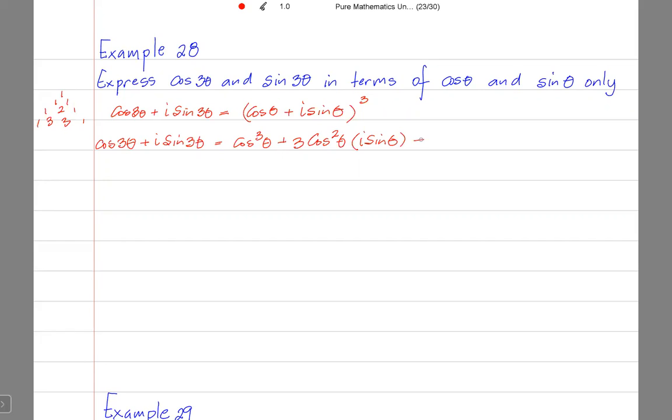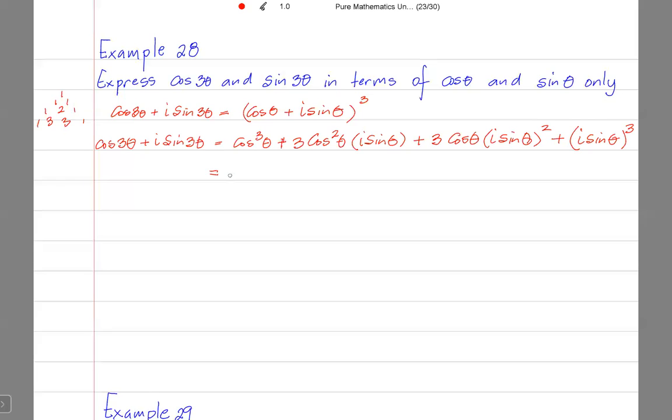Then the next one is going to be 3. The power of cos is going to decrease further, cos theta, and the power of i sine theta increases: i sine theta square. And then lastly, the power of i sine theta alone, so it's i sine theta cube. So we're using the Morse theorem. Let's keep working.